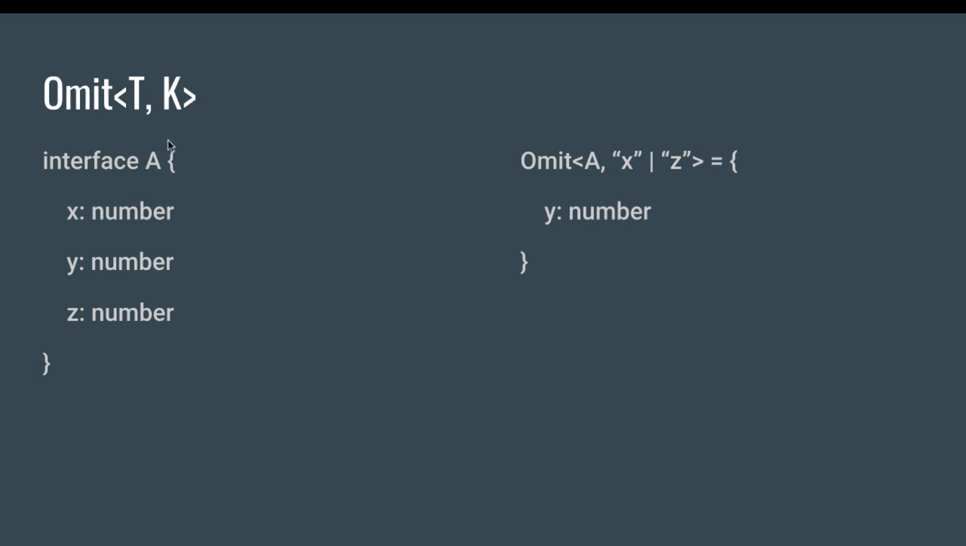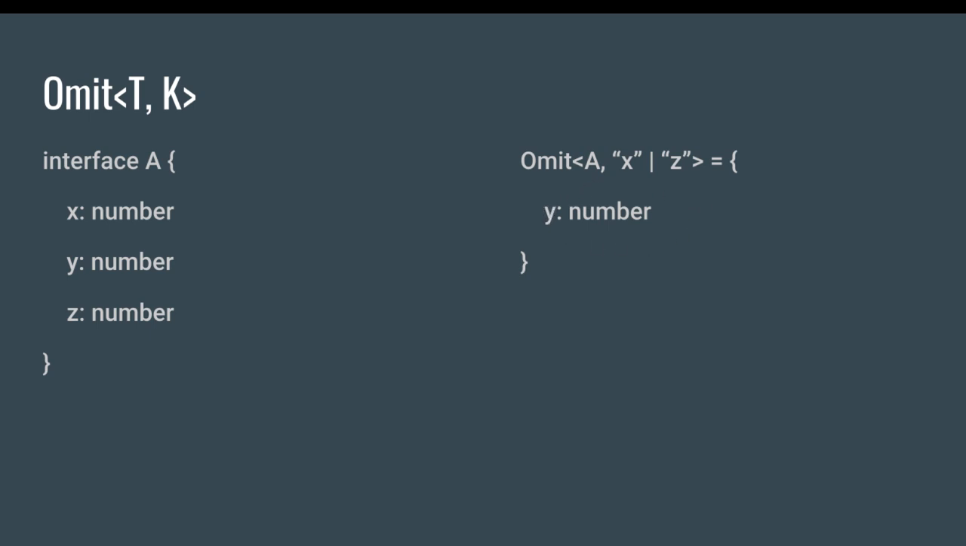Now let's talk about the omit type. It's opposite to pick. We have interface A again with three properties X, Y, and Z. In this case, I would like to omit some properties instead of picking them. So in here I omit property X and Z. And for the result I get a new type with all the properties that I did not omit in here. And in our case it's only property Y.